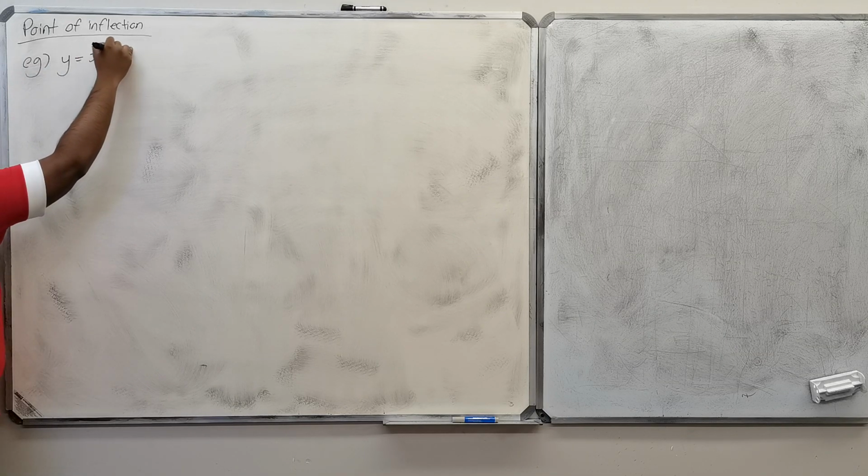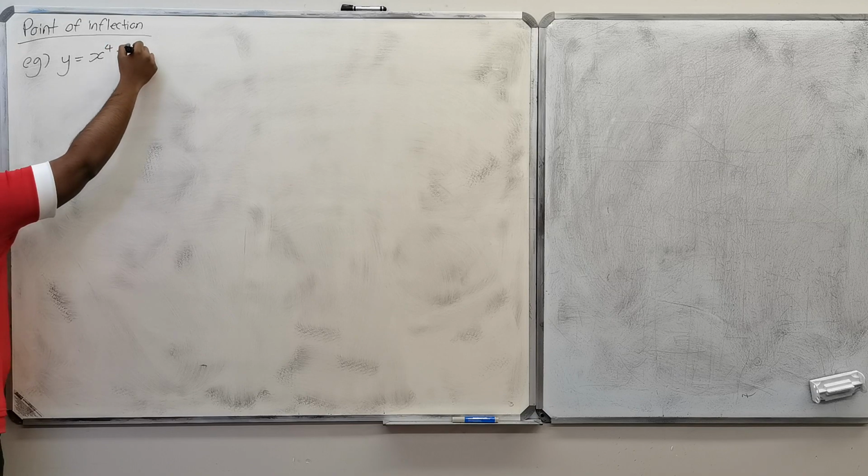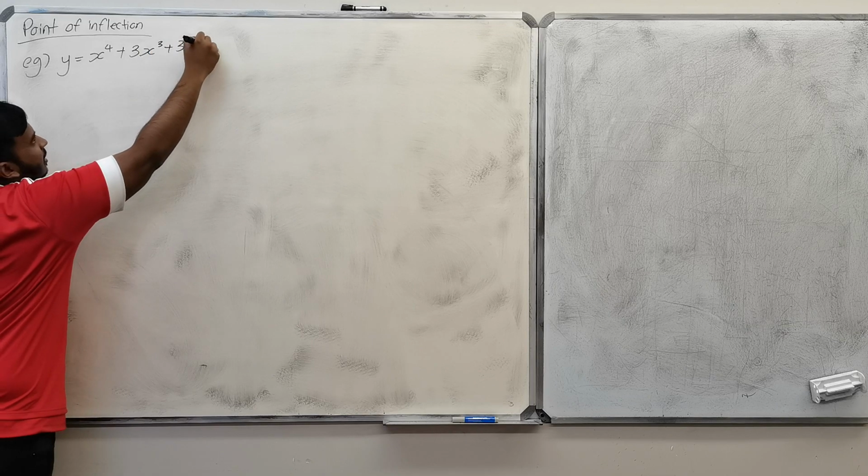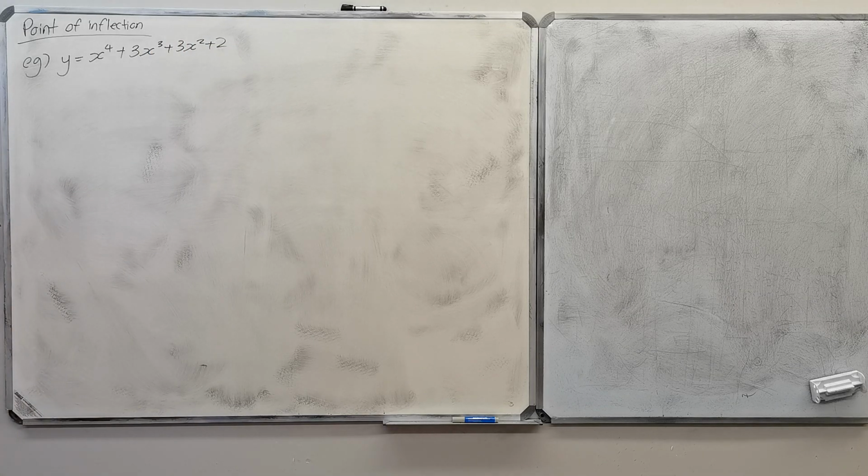Ready? Calculate the point of inflection of y equals x to the power 4 plus 3x cubed plus 3x squared plus 2. So y is equal to x to the power 4 plus 3x cubed plus 3x plus 2. You're all solving this, right? They want to know the point of inflection. What do you do?